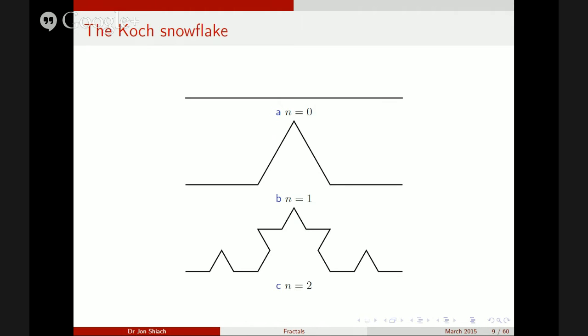So we start off with a straight line. Remove the middle third and replace it with an equilateral triangle. And if we do, here we've got 4 lines. For each of these 4 lines, if we do exactly the same, you can see the number of lines is again multiplied by 4. So there's 16 different line segments there.